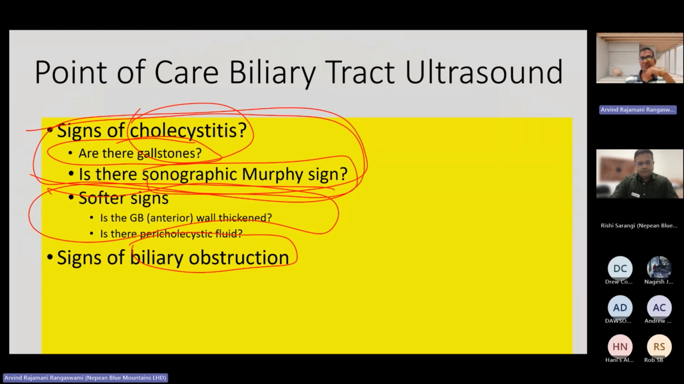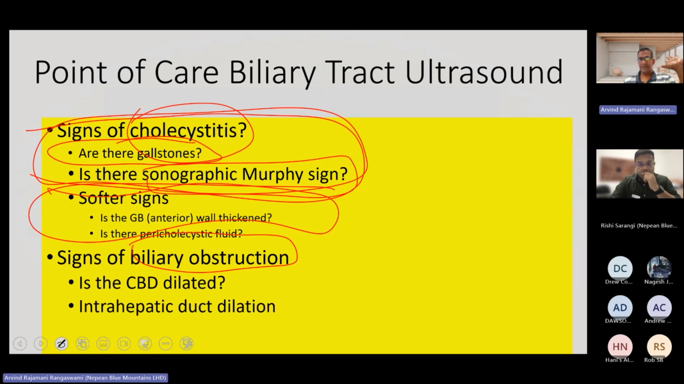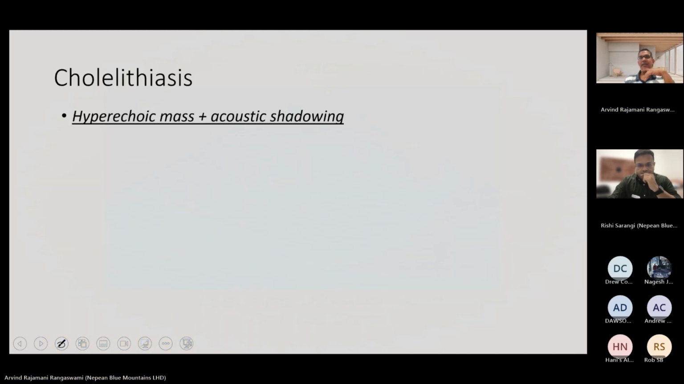Right. Biliary obstruction. What you look for in biliary obstruction in point of care ultrasound is specifically just CBD dilation. You do not look for other ducts. The pancreatic duct is extremely difficult to identify because it's retroperitoneal and the anatomy is very challenging. Intrahepatic biliary dilation happens only in the later stages. So you keep it simple. You want to know whether the CBD is dilated. Okay, right. Now, any questions before I move to how to identify gallstones?